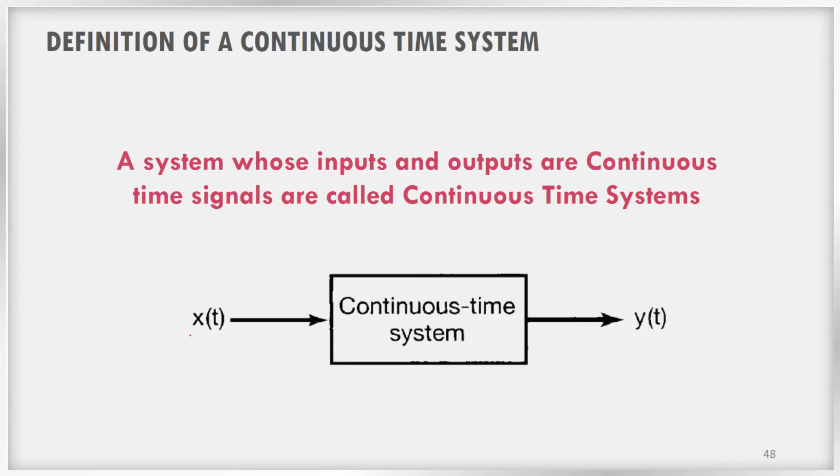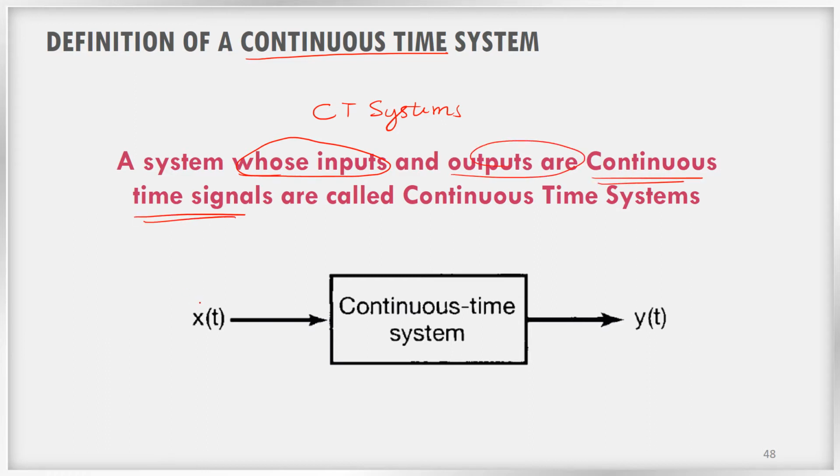Continuous time and discrete time systems are very easy to understand. Let us start with the definition of continuous time systems. We can also write CT systems. CT stands for continuous time. A system whose inputs and outputs are continuous time signals. Note that the input and output of the system are continuous time signals. That is why it is represented as x of t and y of t.